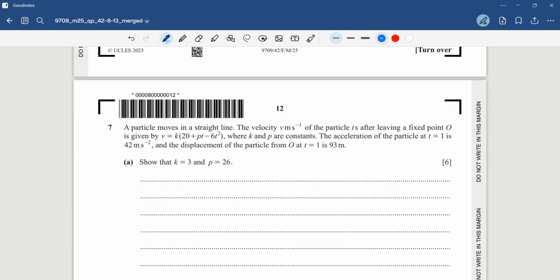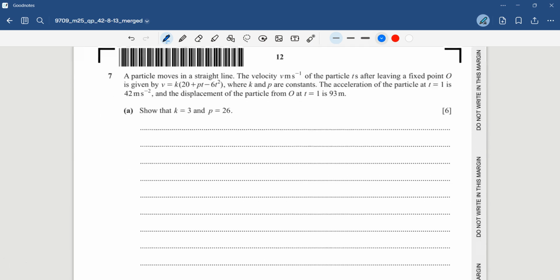Okay, now let's go to the last question, question number 7. A particle moves in a straight line with a velocity v given by this expression, where k and p are constants. The acceleration of the particle at t equal to 1 is 42.